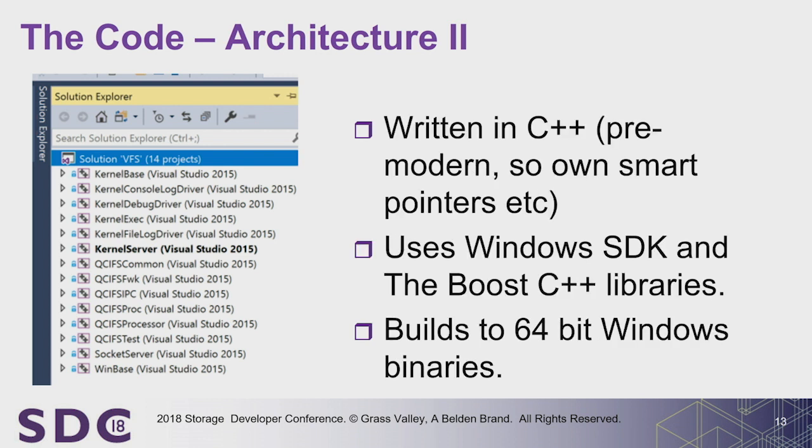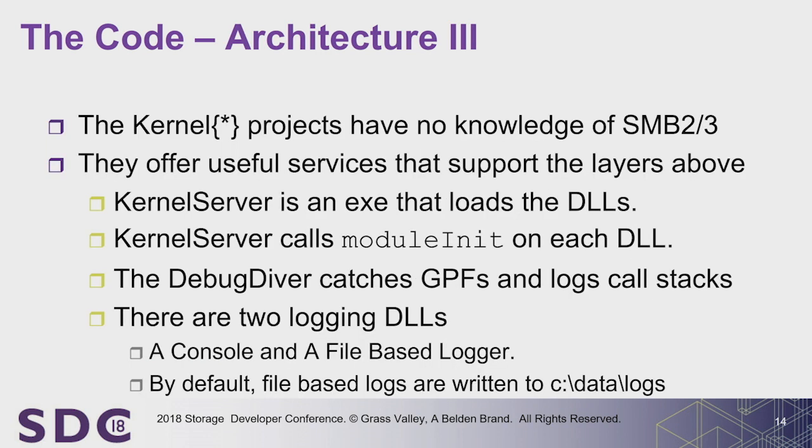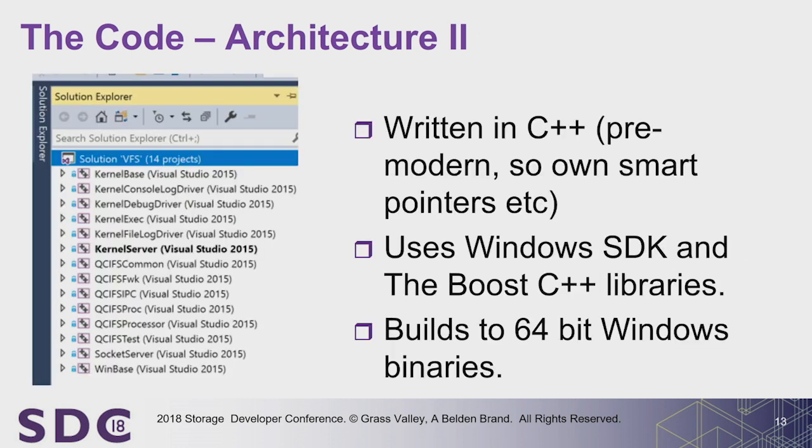So it is written in C++, but it's pre-modern because we started this a while ago. So we've got our own smart pointers, and it's got its own threading abstractions, things like that. But it only depends on the Windows SDK and Boost. So if you've got Windows and a Visual Studio, which you can get for free off Microsoft, and you can get Boost for free, then basically you're in a world where you can build 64-bit Windows off this code, and you're good to go.